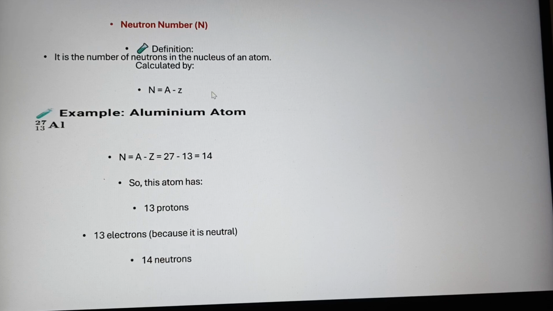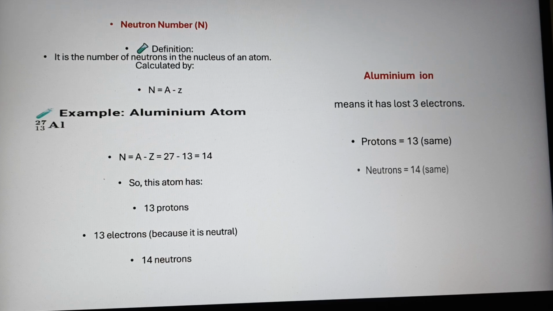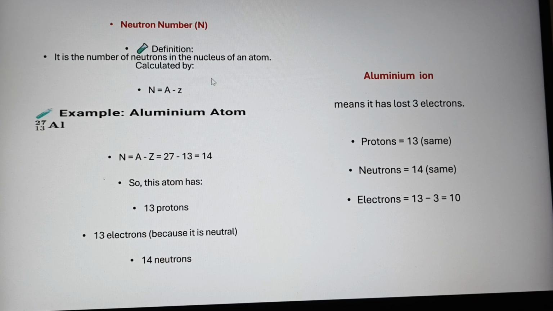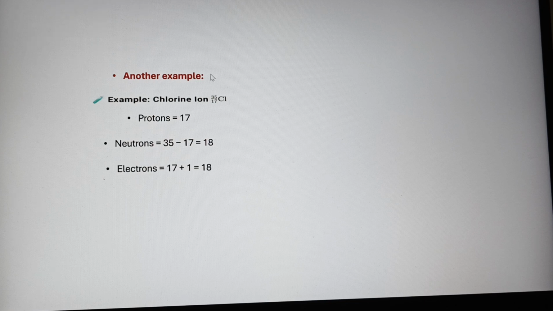Now if we take the example of the aluminium ion, if the aluminium atom loses 3 electrons, it becomes a positive ion. So in this example, the number of protons is the same and the number of neutrons is also the same. But the number of electrons decreases by 3 because it loses 3 electrons. Now if we take the example of the chloride ion, it has gained 1 electron. So now it has protons 17, neutrons 18 and the number of electrons is 18.